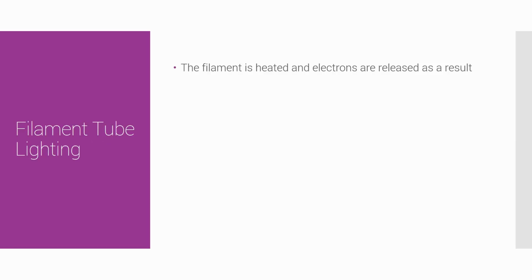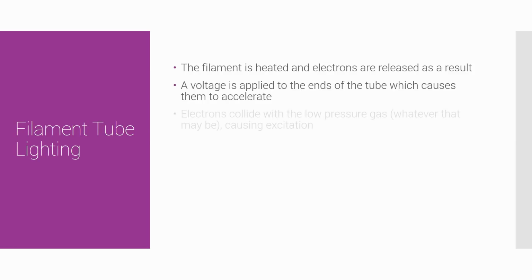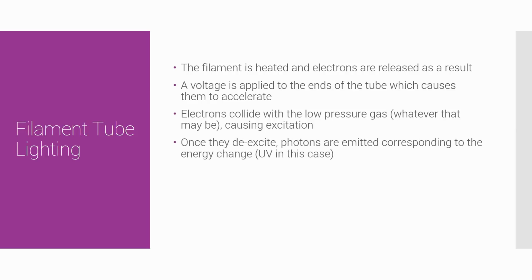The filament is heated, and then electrons are released as a result. A voltage is applied to the ends of the tube, which causes them to accelerate due to the current. Electrons then collide with the low pressure gas, whatever that gas may be, which causes excitation. Once they de-excite, photons are emitted corresponding to the energy change, which actually corresponds to UV light.